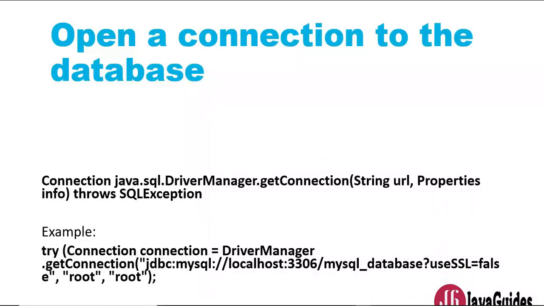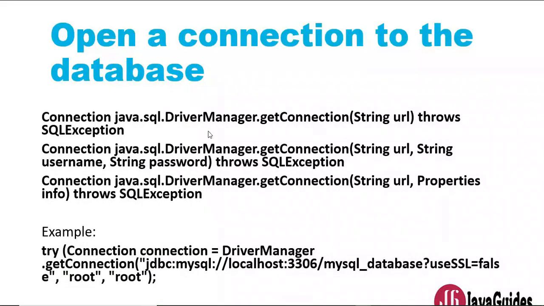Here you can see these are the overloaded getConnection methods available. Based on the parameters you pass, you can get a connection to a particular database. For example, if you want to connect to a MySQL database, then you can use this getConnection method and you need to pass the JDBC URL for that MySQL database, and the username and password for the MySQL database. This is how we write code in order to connect to a MySQL database.